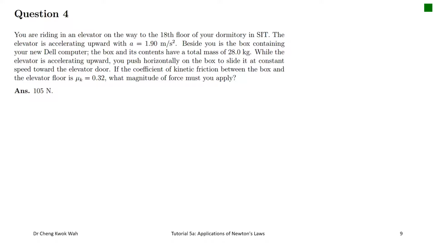So in this question, there are two important directions, the y direction upwards and the x direction horizontally. You are given the fact that there is an acceleration a in the y direction, whereas in the x direction, there is a kinetic frictional force, and the box is moving at a constant speed. So let's see how we solve this question.